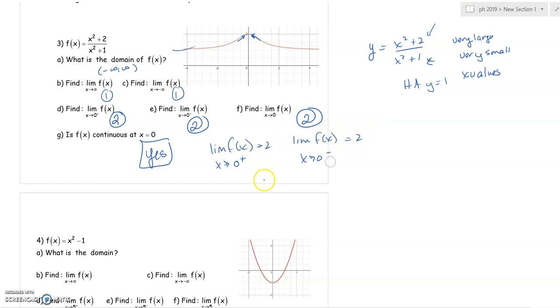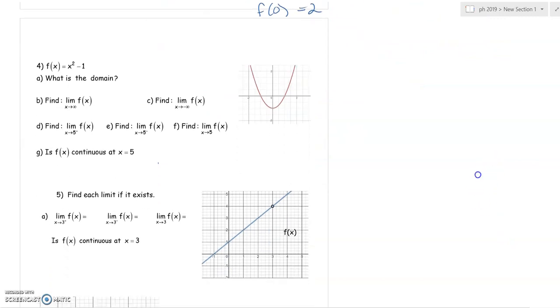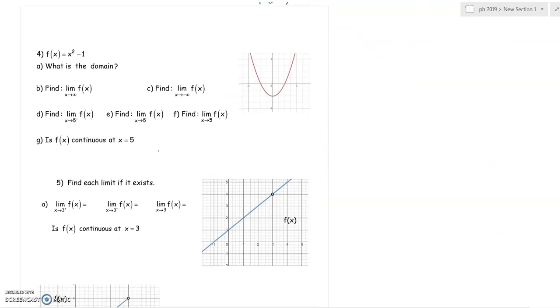Go ahead and try problem number 4. Pause the video and see how that goes. Okay, so for number 4, we have x squared minus 1. And what is the domain? The domain is all real numbers.